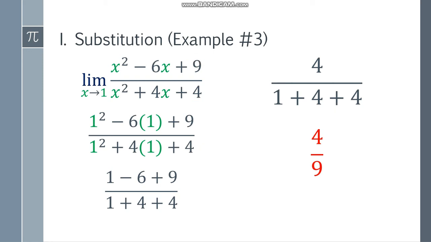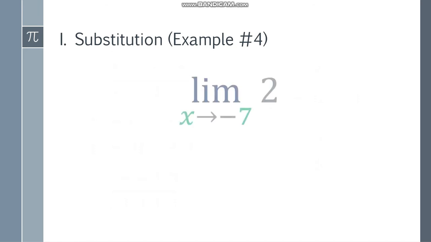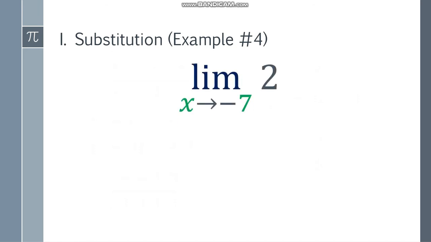Let's move on. Example number 4. What if we have like this? The limit of the function 2 as x approaches negative 7. There's no variable. You only have a constant, like this one, 2. But it states here that x approaches negative 7. We don't have a variable, just copy. The answer will be as is, 2.